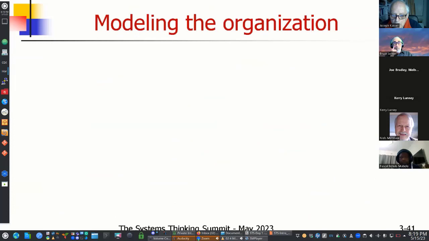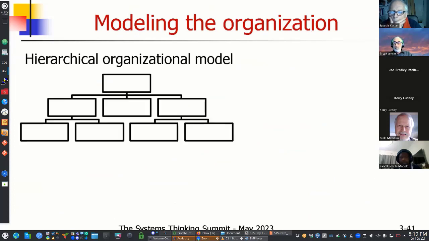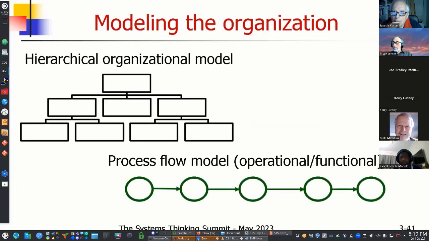You use these partially, but you may not realize it. For example, if you're modeling an organization, you will create a hierarchical organization chart. If you're doing a process flow model, you will draw a process flow chart. Use different symbols. And in some organizations, when I'm trying to map the organization onto the process flow model, it's really trying to put a square peg into a round hole.